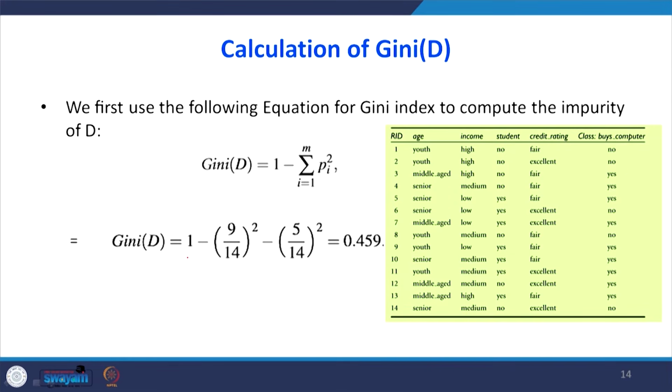So Gini index equals 1 minus, the 9 represents how many yes? 1, 2, 3, 4, 5, 6, 7, 8, 9. So 9 yes out of 14, minus this 5 represents the number of no's. So 5 divided by 14, whole square. This is 0.459, the Gini index for our dependent variable. So D represents the dependent variable.